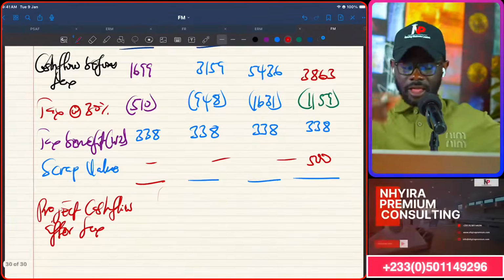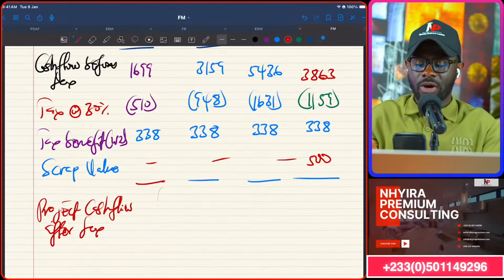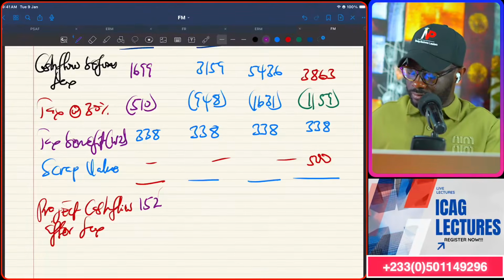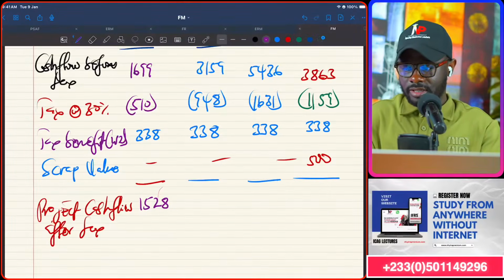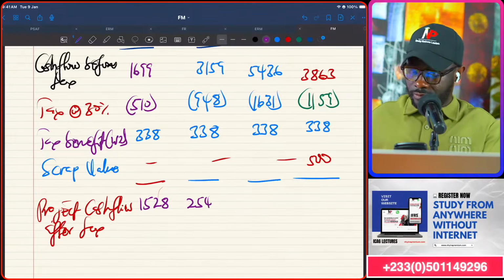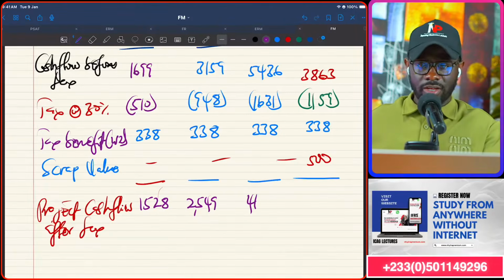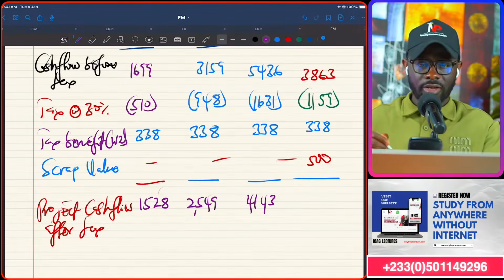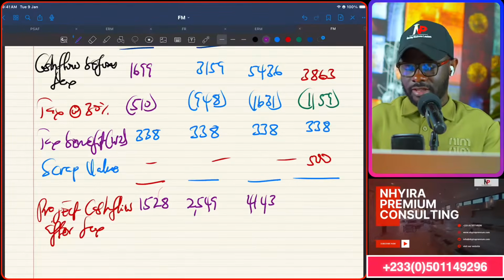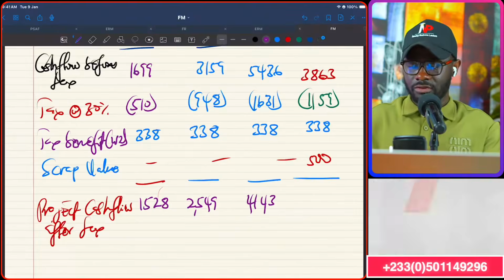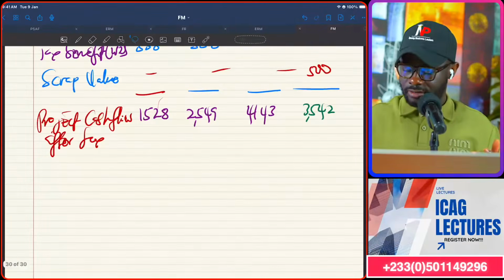So we are adding from contribution 1699 minus 510 plus 338, 1528. Then 3159 minus 948 plus 338, and that is 2549. 5436 minus 1631 plus 338, that is 4143. Okay, 4143. Next, 3863 minus 1159 plus 338 plus 500, the scrap value, 3542. So that is the cash flow after tax from the project.